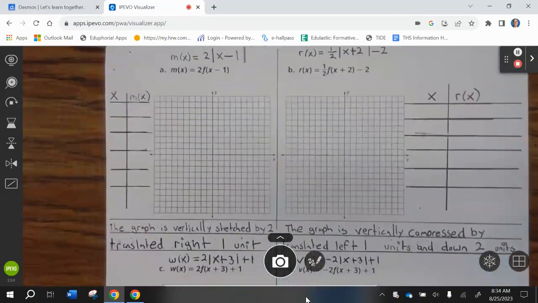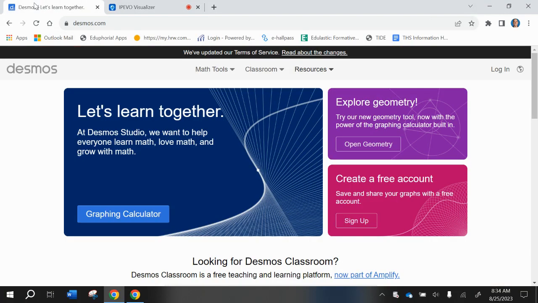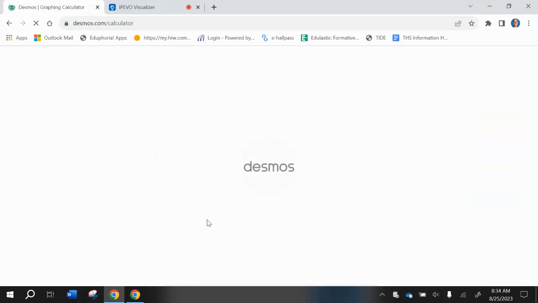All right, so let's take a look. Let's go ahead and graph and get the transformation for a. To graph this, we're going to go to Desmos. I'm going to go to Math Tools, then Graphing Calculator.